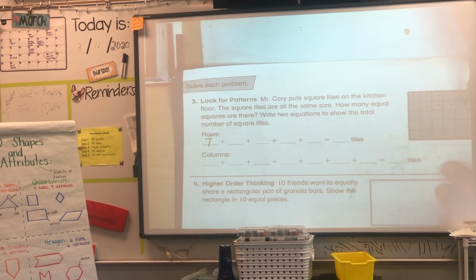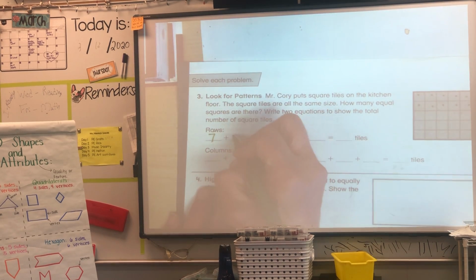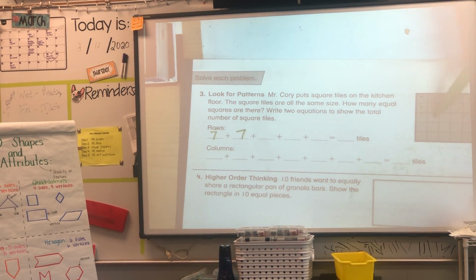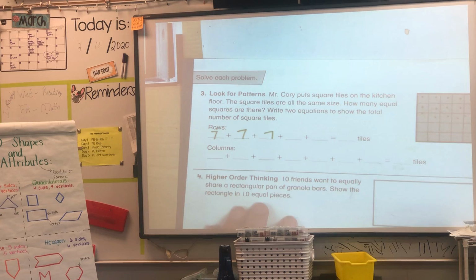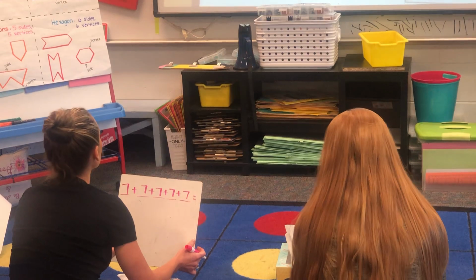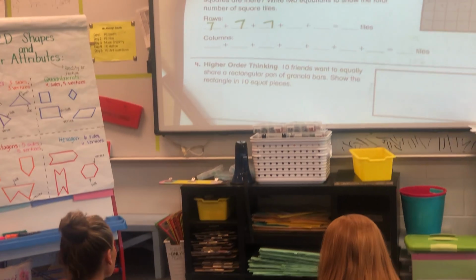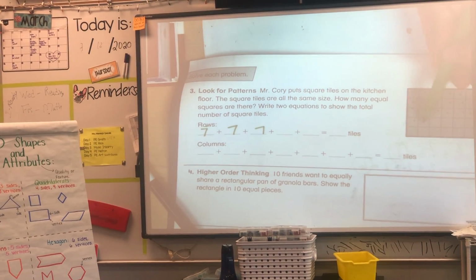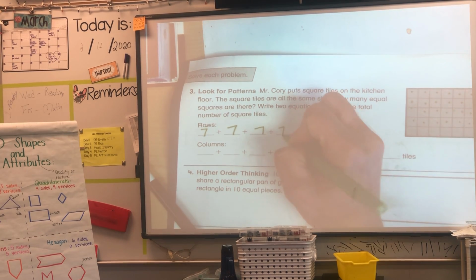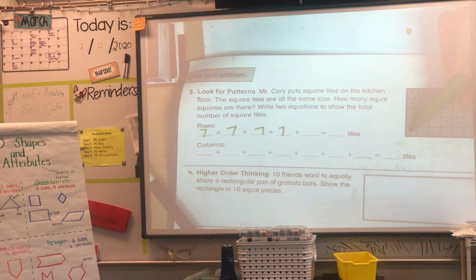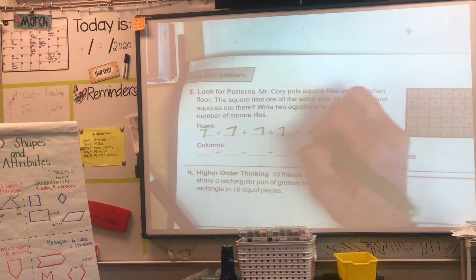2, 3, 4, 5, 6, 7. 7. 1, 2, 3, 4, 5, 6, 7. Miss Chubb, this is repeated addition. It is repeated addition. You are so correct. And that's going to set you up for multiplication. Pretty exciting. Ready? 1, 2, 3, 4, 5, 6, 7. And our last one. 1, 2, 3, 4, 5, 6, 7.